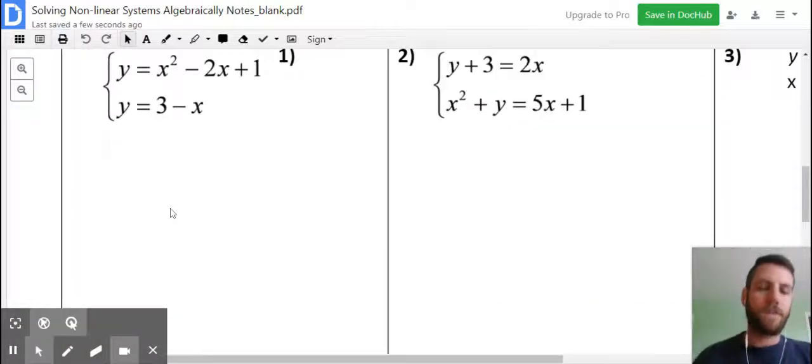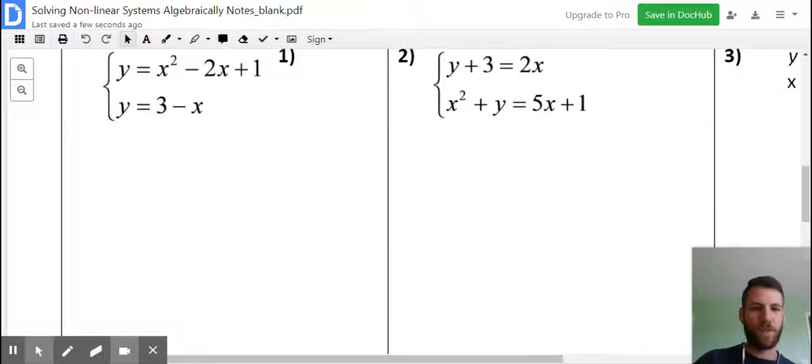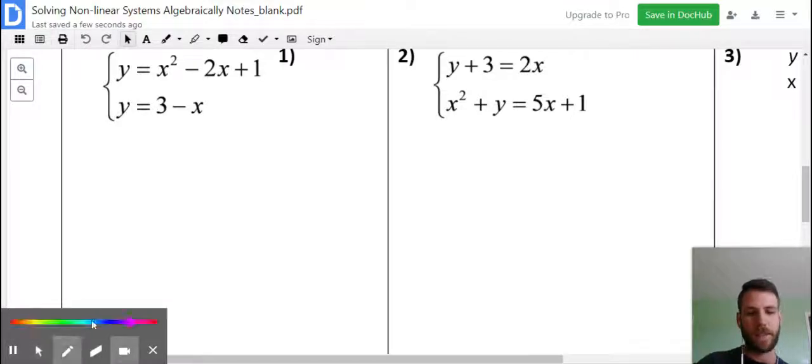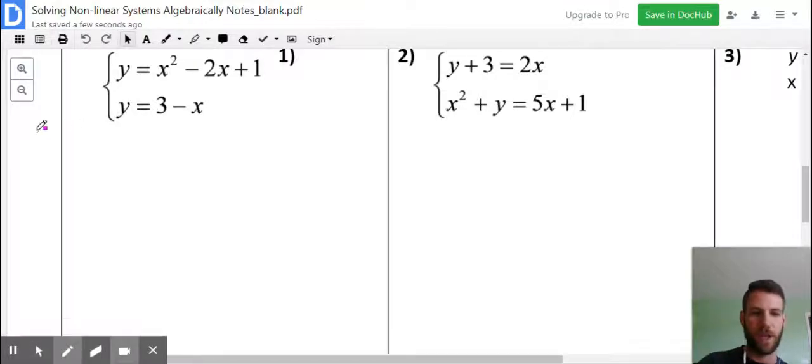Here in the first practice problem to the left, we have y equals x squared minus 2x plus 1, and y equals 3 minus x. This is a unique problem because both equations are already equal to y. So if they both equal y, that means they both equal the same number. And that means that we can set these two equations equal to each other.